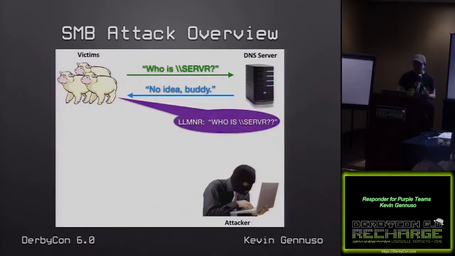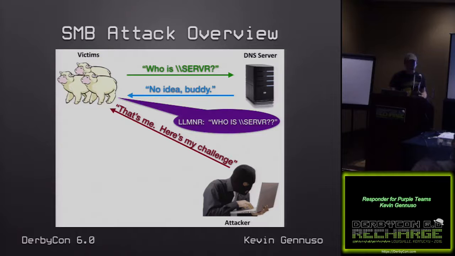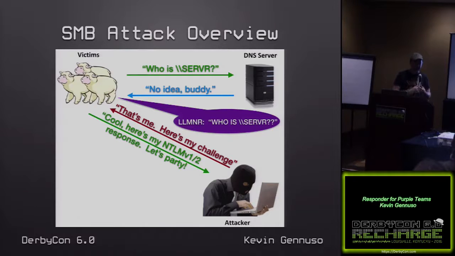So the client, if configured to do so, will beacon out and say to the world on its local subnet, hey, I'm looking for this serve R. Where is this thing? And the attacker, if running Responder on that same subnet, will say, hey, that's me. Send me your challenge, or here's my challenge. And then the endpoint will respond back with either NTLM v1 or v2 creds. At that point, the attacker can take that and attempt to crack those credentials offline, or they can use it for a man-in-the-middle type situation.